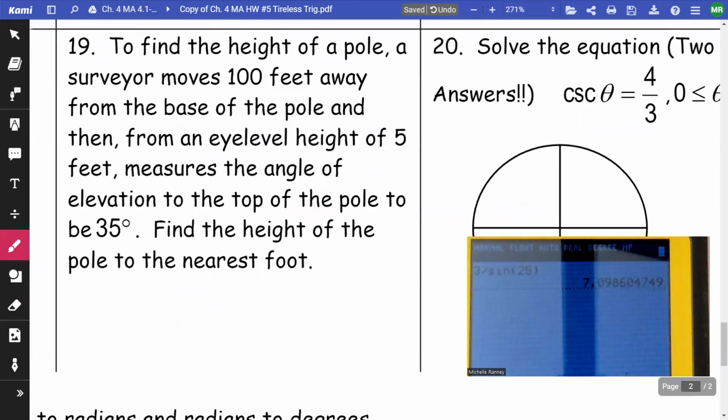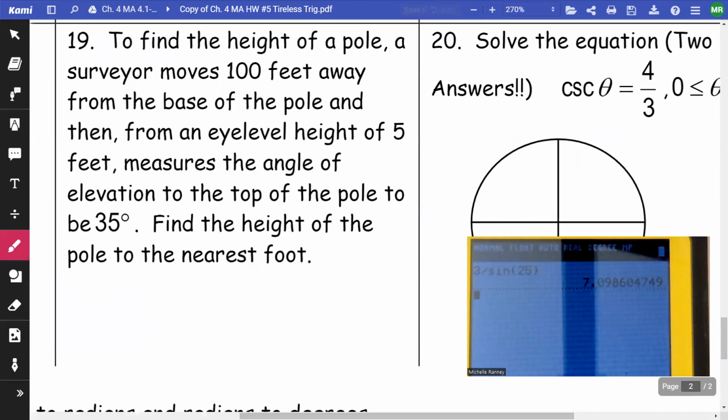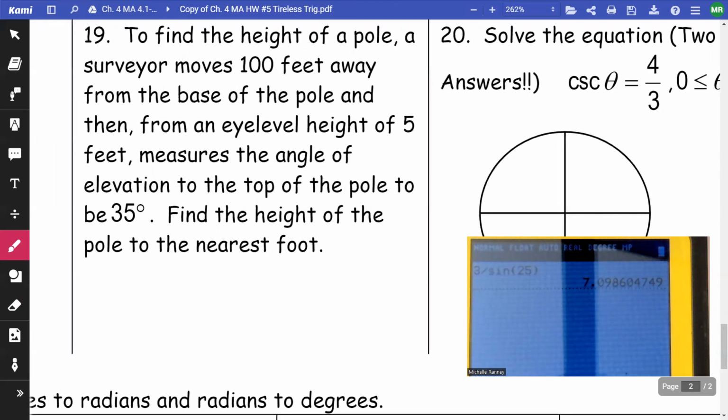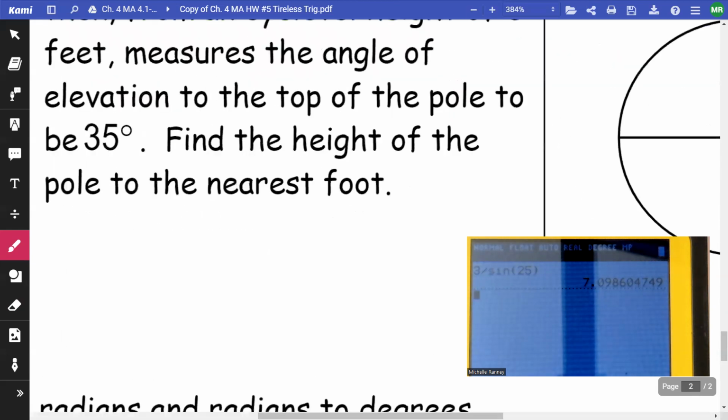19. So to find the height of a pole, a surveyor moves 100 feet away from the base of a pole, and then from an eyeball level height of 5 feet, measures the angle of elevation to the top of the pole to be 35 degrees. Find the height of it. Okay. So we kind of sketch this out. So I'm going to have a person who, if they're looking straight across, is going to end up seeing a pole. Okay, so that's going to be our pole.